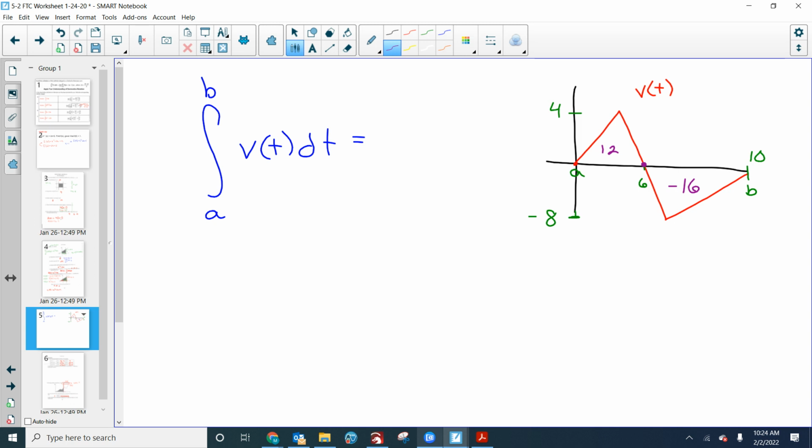Okay. What is the integral from 0 to 10 of v of t dt? -4. Very good. What does that mean? Displacement. Okay, so we need to be careful. Cole is on the right track.